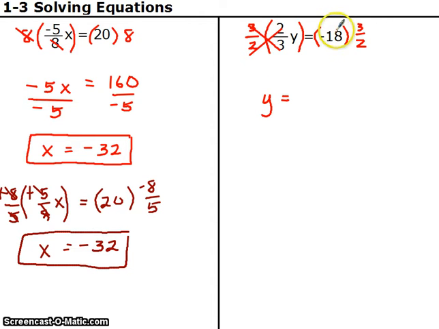Alright, remember, you can kind of do this in two steps. Sometimes I like to divide first. 18 divided by 2, well, that's 9. So I'm going to just cross that out and make that a 9. So it's negative 9 times 3. Well, I know what that is, negative 27.